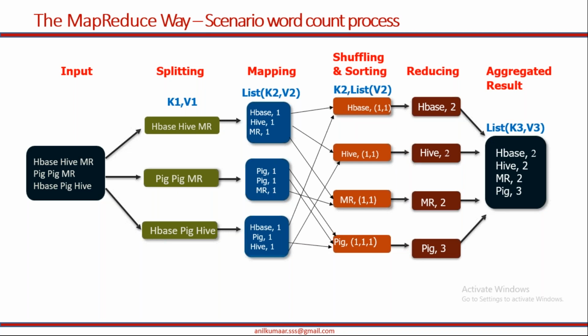Similarly, for Hive, just consider we have created one more partition. Then what happens? For Hive, how many times Hive came will be given in one more partition. And the rest of the words, nothing but the rest of the keys, will be segregated into one more partition. Like this, the distribution takes place here.